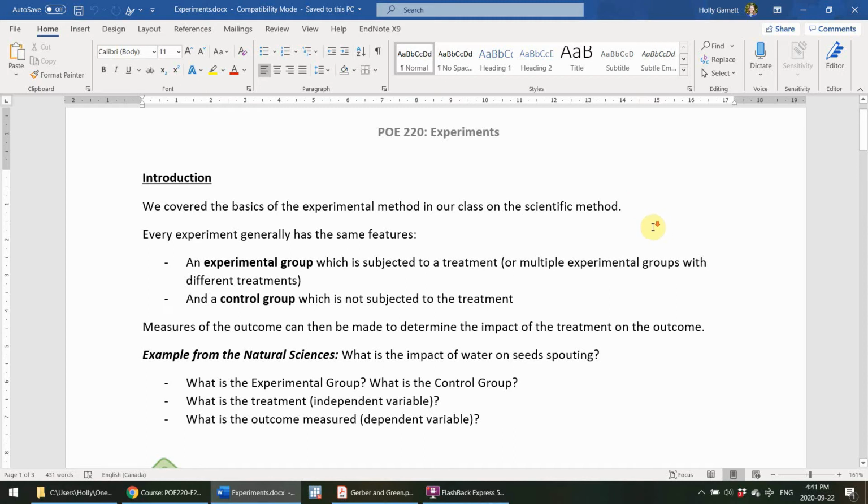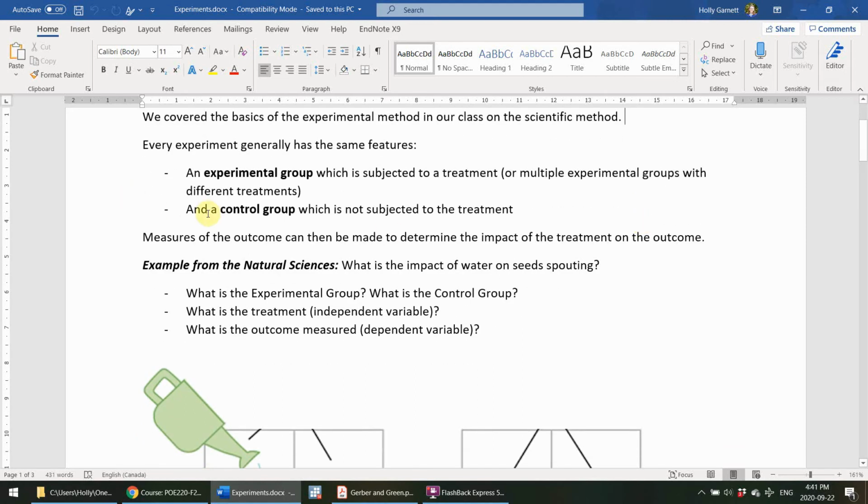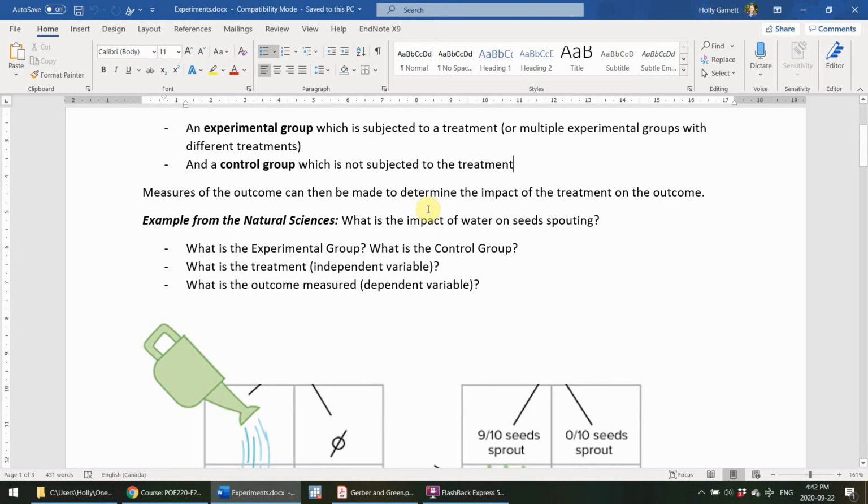So every experiment generally has the same features, whether this is an experiment in the natural world or the health world or the political world. The main feature is that there are at least two groups. An experimental group, which is subjected to a treatment, so it is also called a treatment group, or there's multiple experimental groups with different treatments. And the key thing is there is a control group, which is not subjected to the treatment. What we do then is we measure the outcome in both groups to determine the impact of the treatment on that outcome. So here's an example from natural sciences.